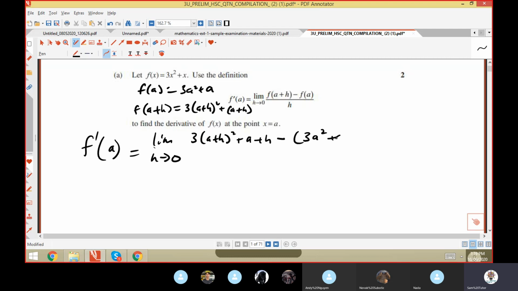Use brackets. If you didn't use brackets, know that you lose a mark. Did you use brackets? You did? Good man. Over h equals the limit as h approaches 0, expand.